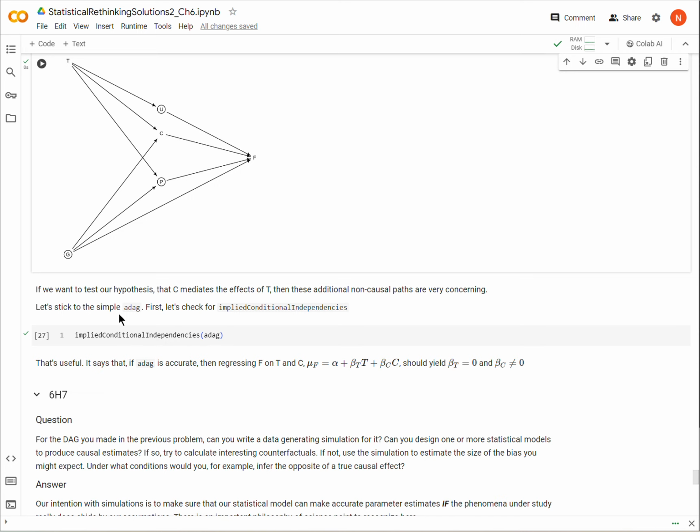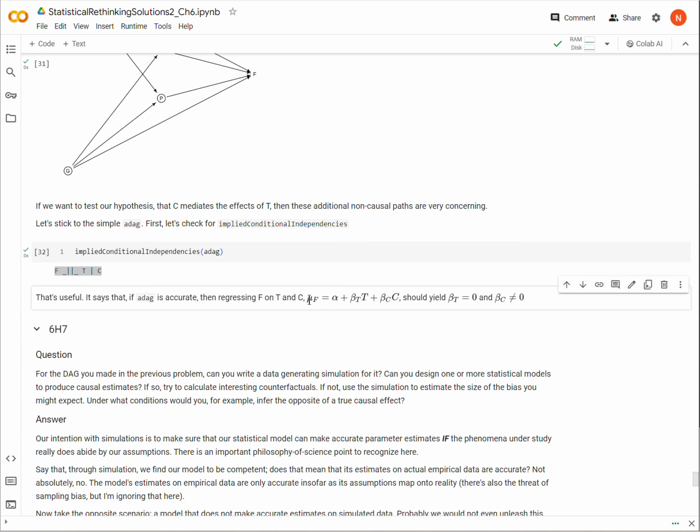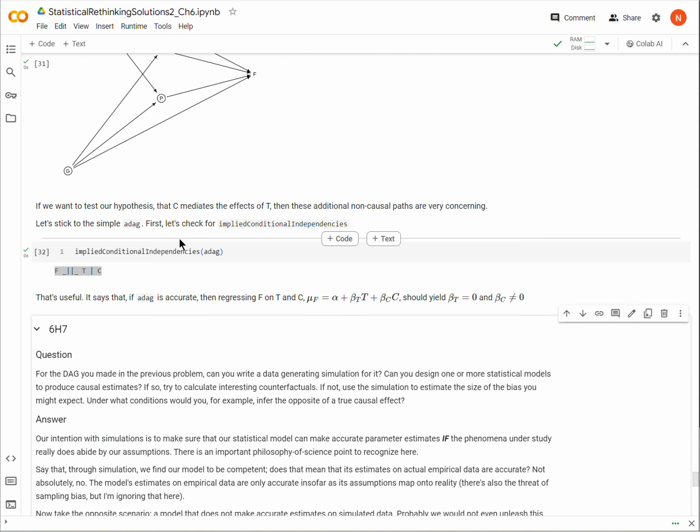We're going to want to test this, and one way that we can look for tests is to use the implied conditional independencies. Like we've already said, F is independent of T given C. We already saw that. And so that means that to test this, we're going to regress the mean of F on an intercept, as well as toxin and number of cells. So that's it for 6H6, and now we're actually going to start building some regression models to test this and to poke at our DAG and our hypothesis.